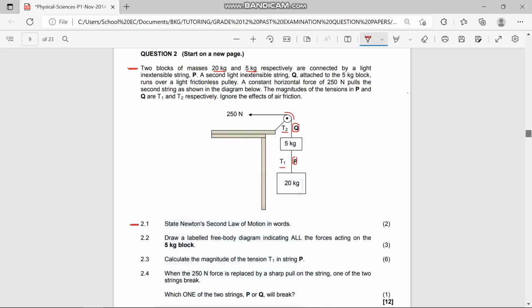Yes, so let's jump to question 2.2. Our question 2.2 says, draw a labeled free body diagram indicating all forces acting on the 5 kg block. So now we're going to be looking at our 5 kg block.